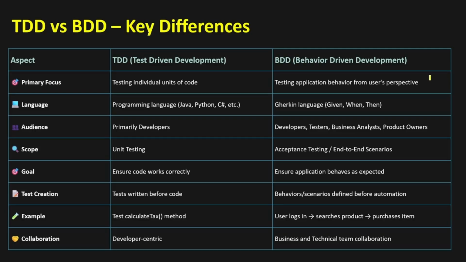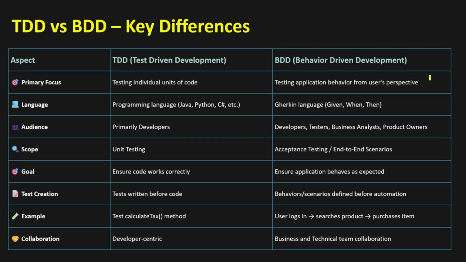With respect to scope, TDD focuses on unit testing of the application or the code. However, BDD focuses on the acceptance testing, functional testing, end-to-end scenarios, basically the user behavior. When user will land on an application, what all actions the user will perform, what all scenarios the user will execute. So BDD focuses on end-to-end scenarios. It is more from the user's perspective.